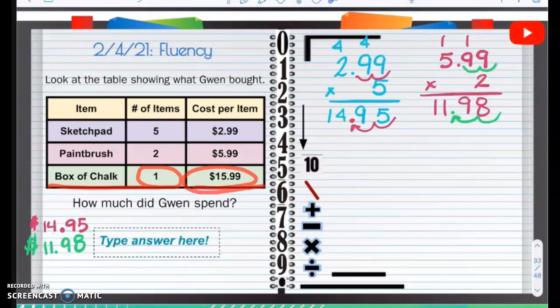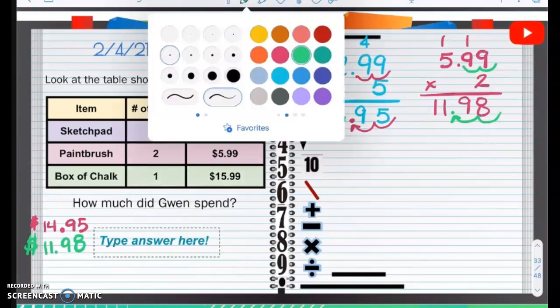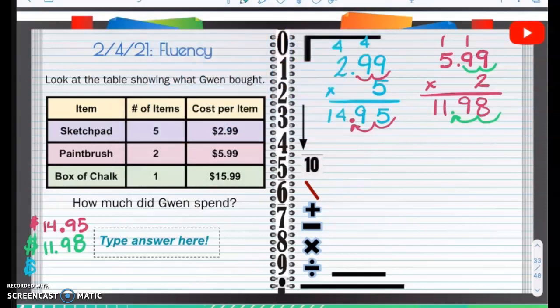And now we have only 1 of our box of chalk, so we don't need to multiply that by anything unless you want to. Multiply it by 1, you'll get the same answer. So our box of chalk is going to be $15.99. So now what we're going to do with all those numbers is add them up.